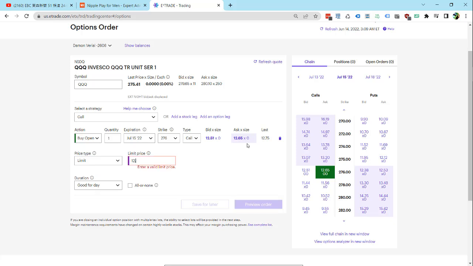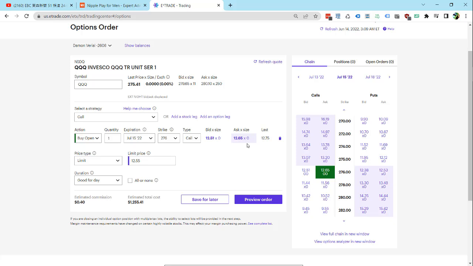So let's say I want to just put in 12.55, see if that fills. If it doesn't, I'll come back and change it. And good for the day, I always just do good for the day because of this strategy. I'll come back and move the price up, and it'll eventually get filled. If you have some reason to know that your demanded price will be hit in some time, you could do longer, good until 60 days or whatever. But this is my general strategy.